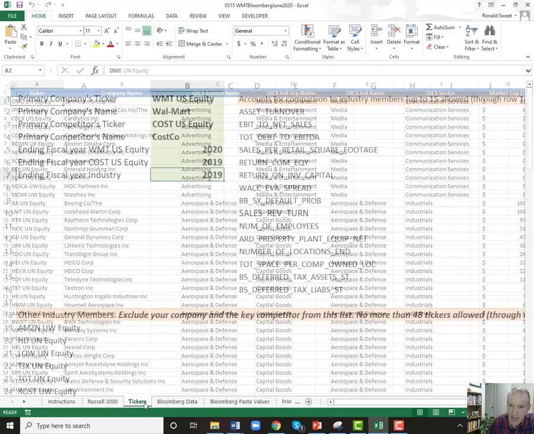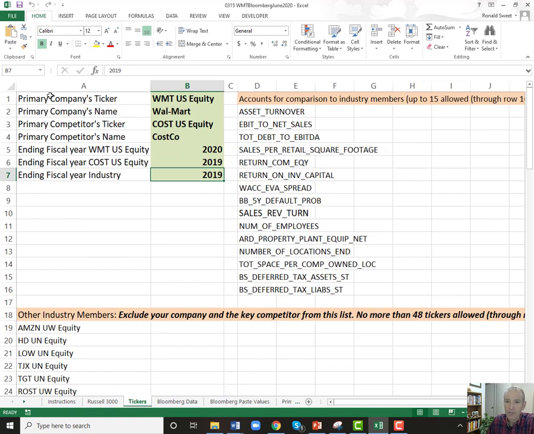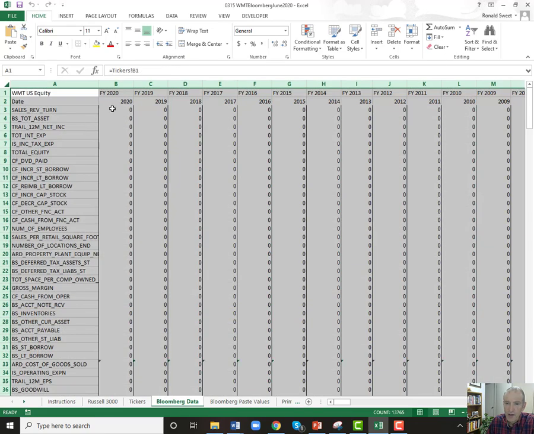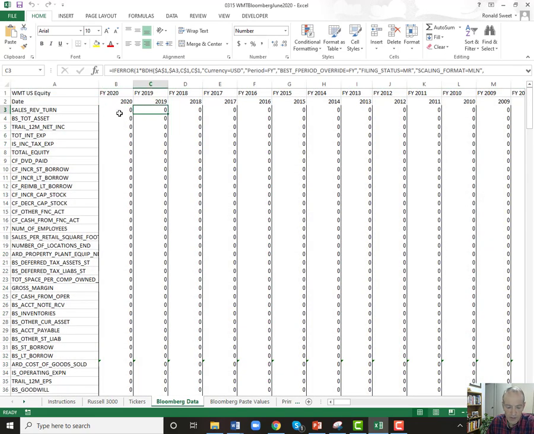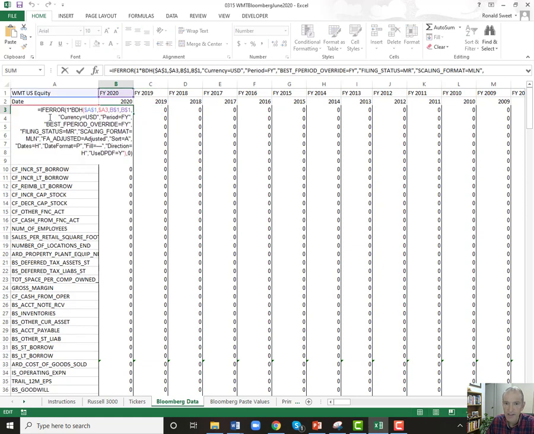The next one is how I bring in the data from Bloomberg. So you don't have to worry about this. I've already done this for you. But if you're doing this yourself and building it, you have to look at the instructions there. Then it brings in the data. You look and you notice it's all zeros. The reason it's all zeros is I'm using the IFERROR function. And the IFERROR function says if I get an error, give me a 0.